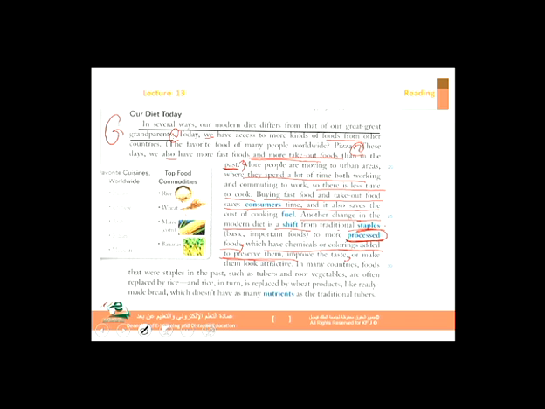In many countries, foods that were staples in the past, such as tubers and root vegetables, are often replaced by rice. So that's another change. As you can see, all of these are examples of this sentence. So that tells us that this is the main idea. These are supporting details.